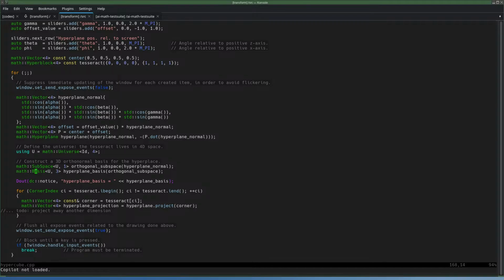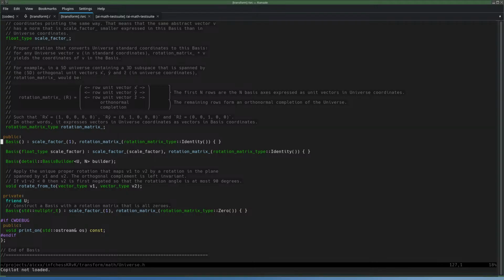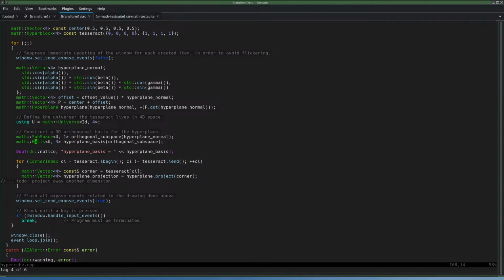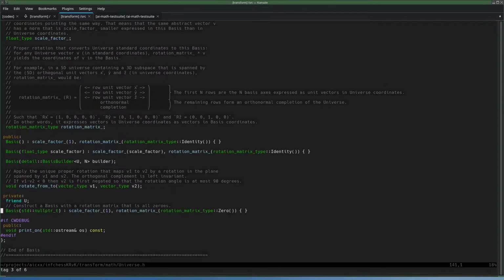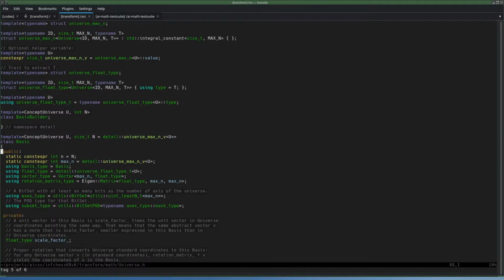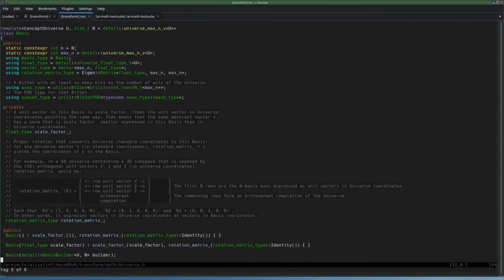And the basis has, yeah, there it is. I just had to go one further. The basis has a scale factor, which I just left at 1 at the moment. And a rotation matrix. And then no one can explain it better than this comment here, what that is.